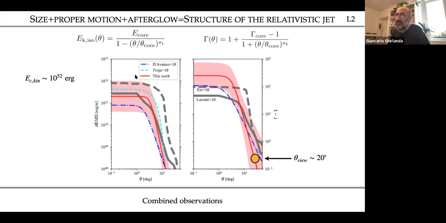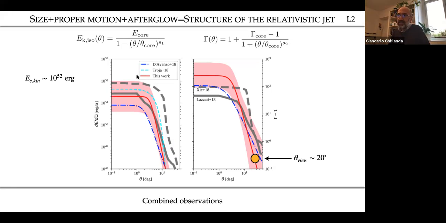And here I show you the results we obtained in our work, which is represented by the red line with its uncertainty, the pink region, compared with other structures that were obtained with either one of these three constraints that I described. For instance, just fitting the light curve of the afterglow, or just the proper motion and the afterglow together.